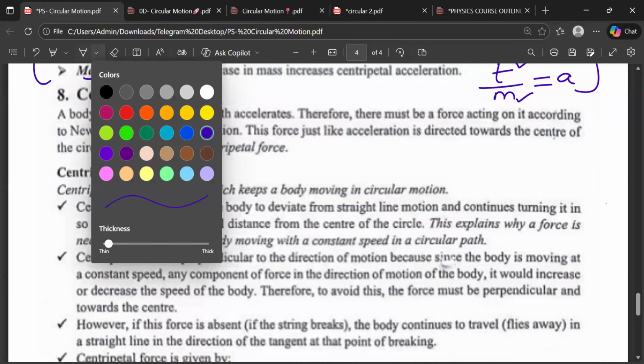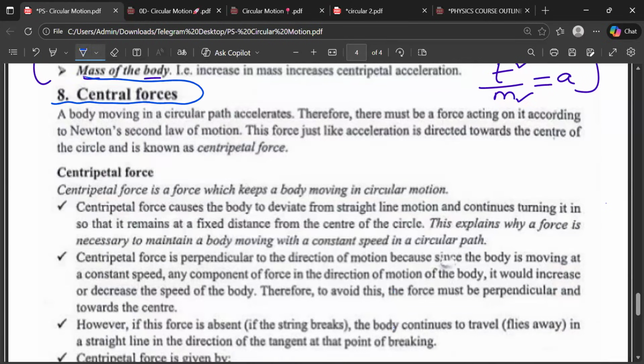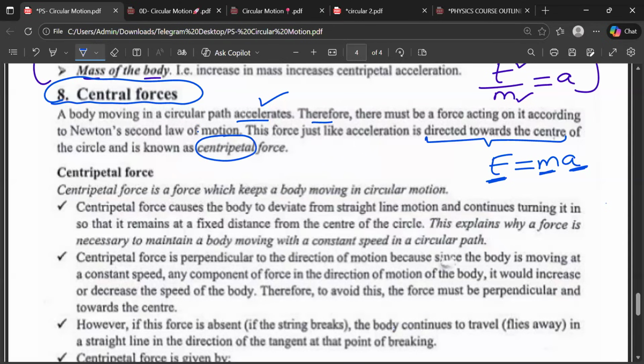Now, they talked of central forces. They are saying that a body moving in a circular path accelerates, and we have seen the reason. Therefore, there must be a force acting on it. The moment they talk of Newton's second law, just recall F is equal to ma. They try to show you that provided the force is there, the body will accelerate, provided it has a mass. This force, just like acceleration, is directed towards the center, and towards the center we said it is centripetal. We defined centripetal together.